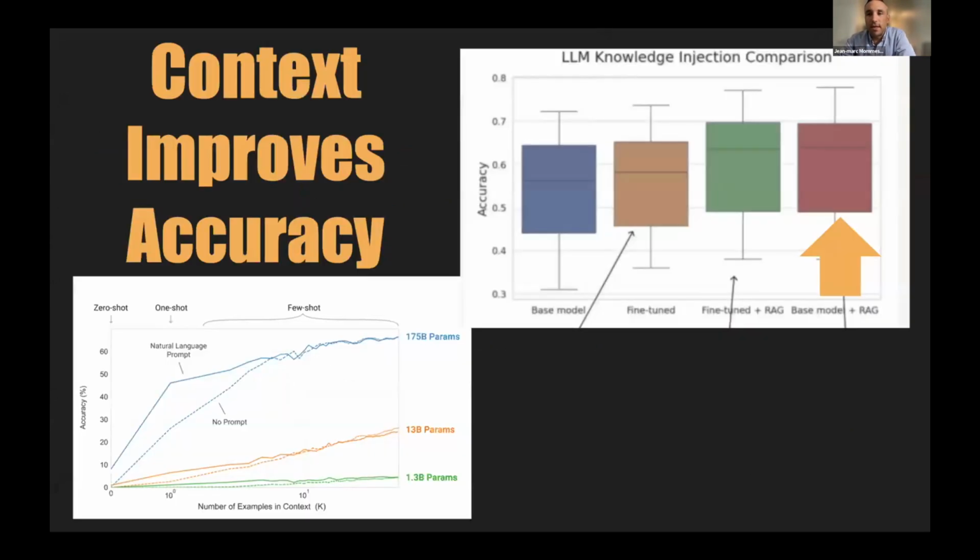All right, so let's set it up. Why are people talking about context engineering today? Why did it become so hot as a topic in the last 30 or 45 days? Well, let's take a step back.